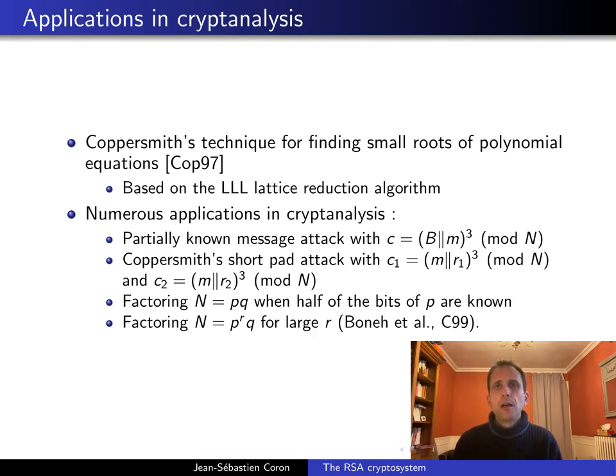And there are also other applications of Coppersmith technique, which are, for example, factoring an RSA modulus n equals p times q when we already know half of the bits of p. So, for example, the higher order bits or the lower order bits. And this was generalized to moduli of the form p^r q. And in that case, when the exponent r is large enough, we can actually factor n in polynomial time.